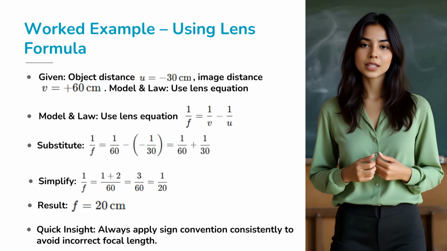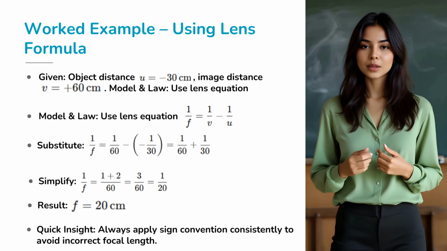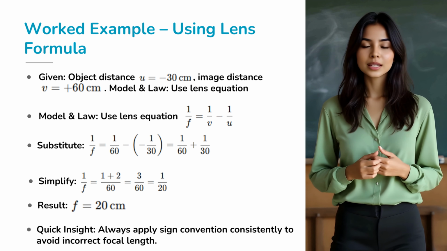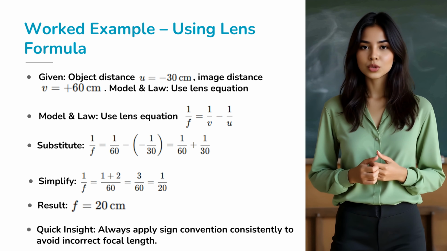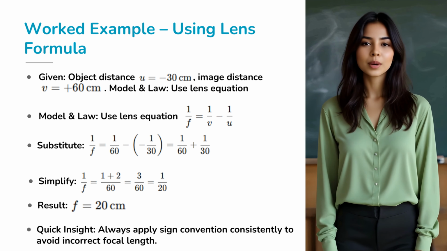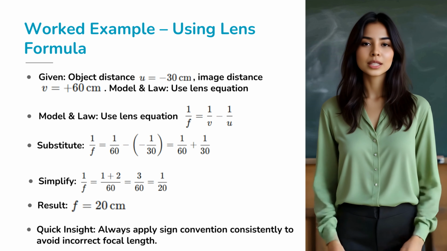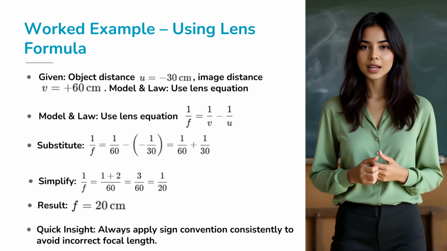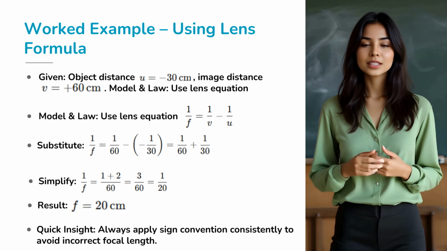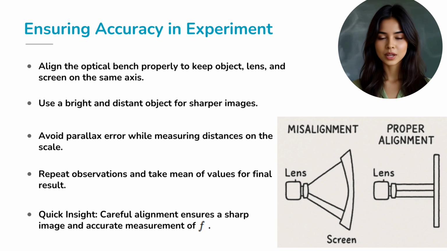Here's a quick insight: always be careful with the signs. If you forget a minus or add 1 in the wrong place, the focal length will come out wrong. So to wrap up, this worked example clearly shows how the lens equation helps us calculate the focal length step by step. Whenever we do an experiment in physics, accuracy is just as important as the result itself.